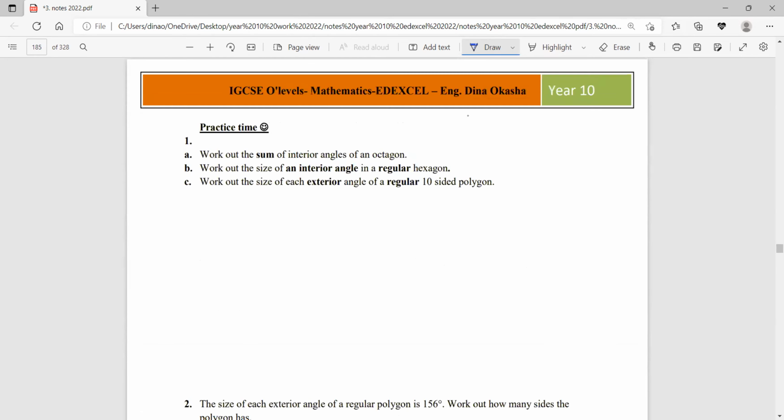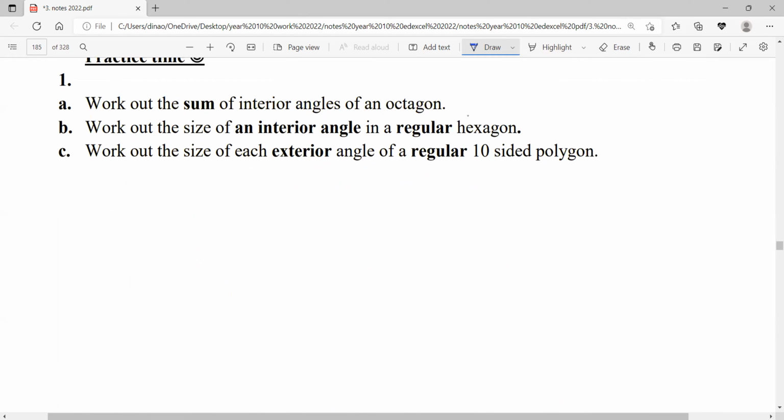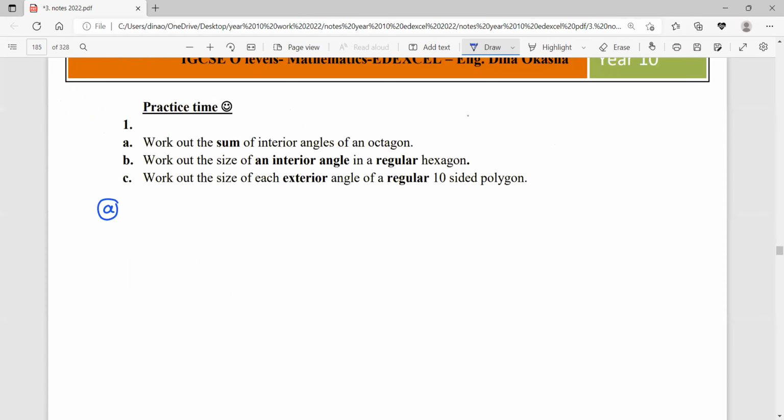If you can please open your notes to page number 184. It's confusing because if the shape is regular, it will say regular. Here for example, question A says work out the sum, the total of interior angles of an octagon. First you have to ask yourself how many sides the octagon has. The octagon has 8 sides, so n is equal to 8.